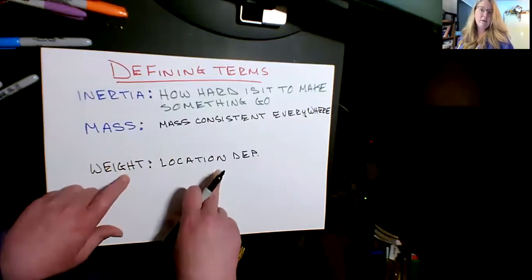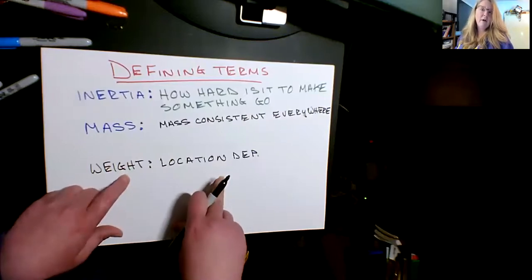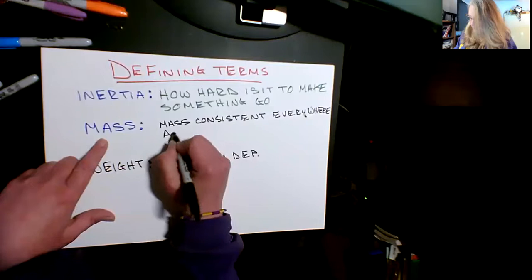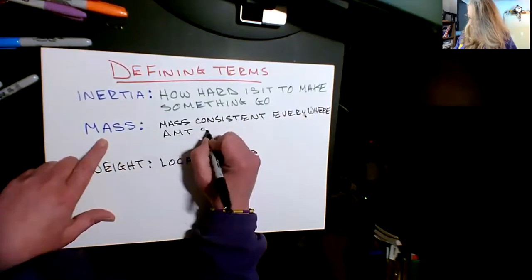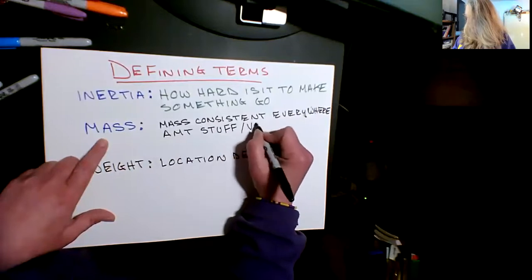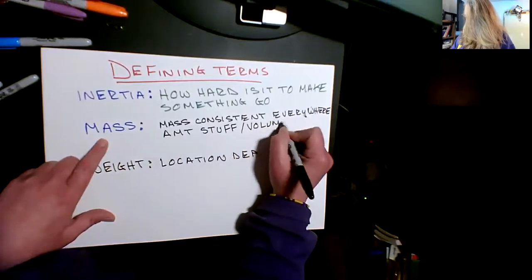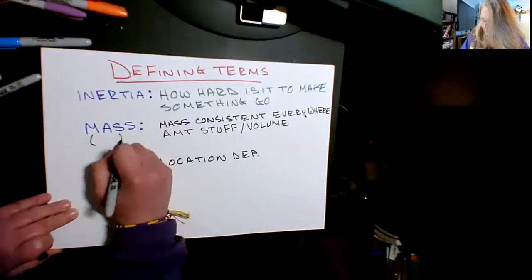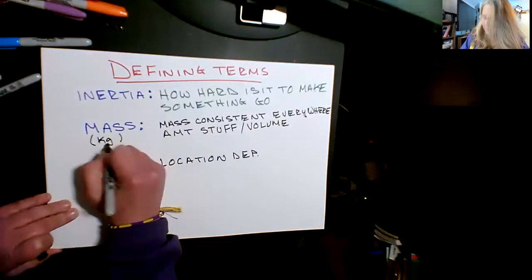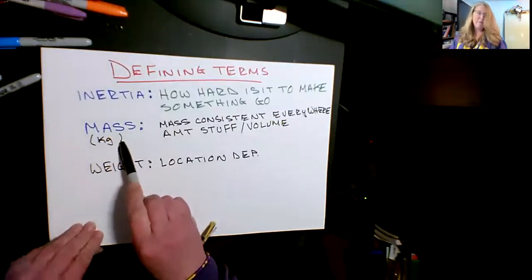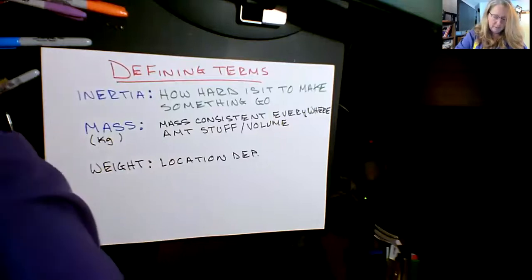I will weigh different depending on where I am. I weigh less on the moon, less on Everest than I do here. My mass, though, is the same everywhere. So you can think of that as the amount of stuff per unit volume. Let's give this some units, shall we? My units for mass are kilograms, not grams, but kilograms. Everything we do is in terms of kilograms.